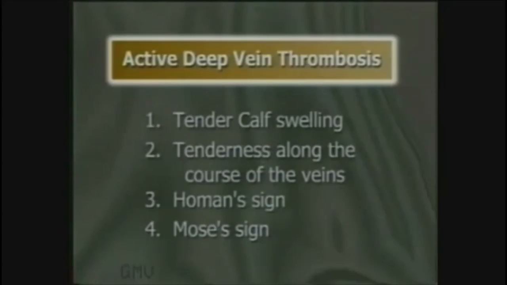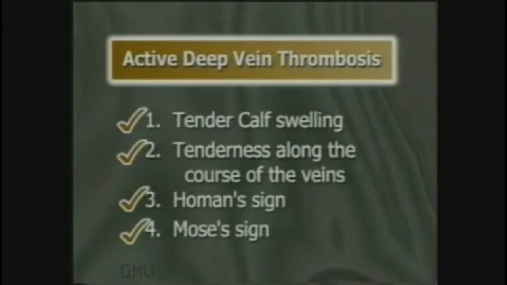Now we will look for active deep vein thrombosis. For this, look for tender swelling of the calf. Palpate for tenderness along the course of the femoral vein, popliteal vein, and over the calf muscles for the posterior tibial veins. And lastly, look for the Hohmann's sign and the Moses sign.